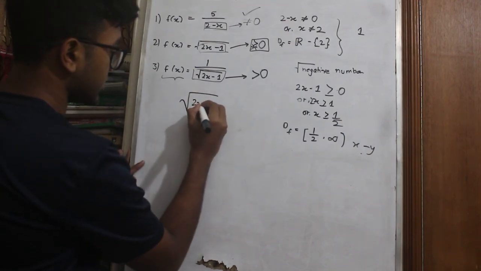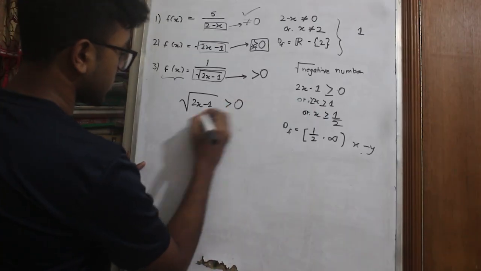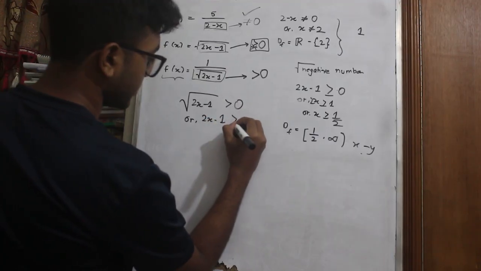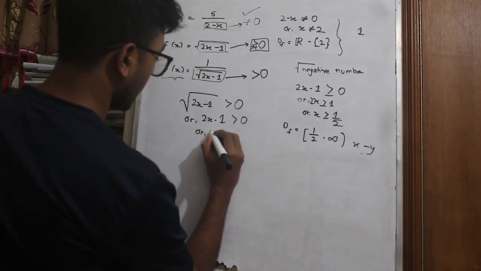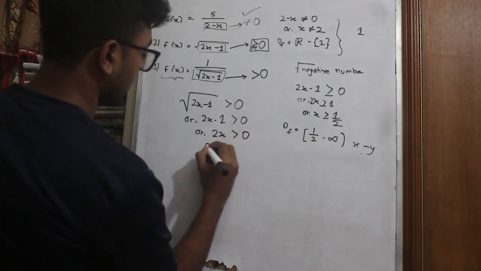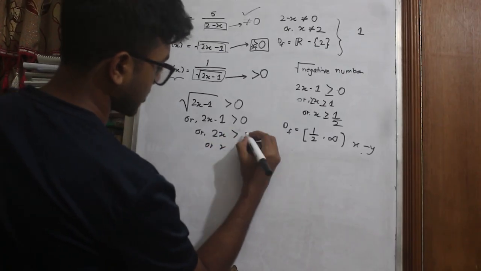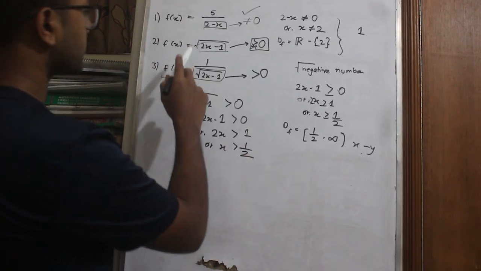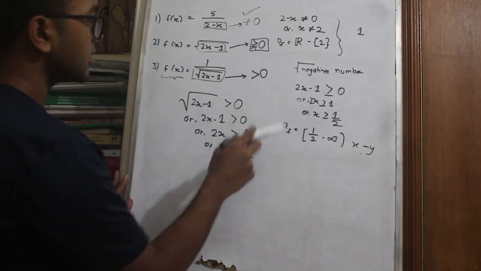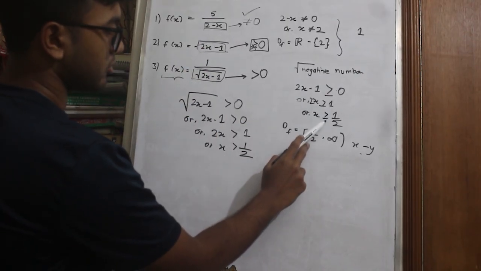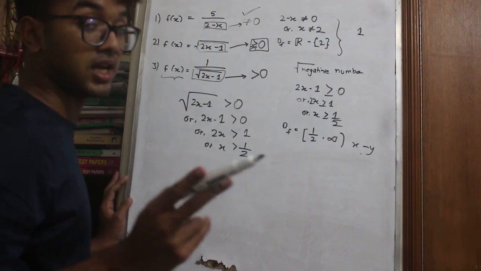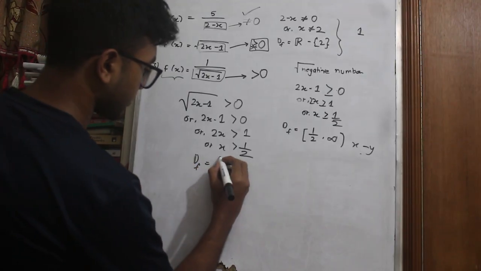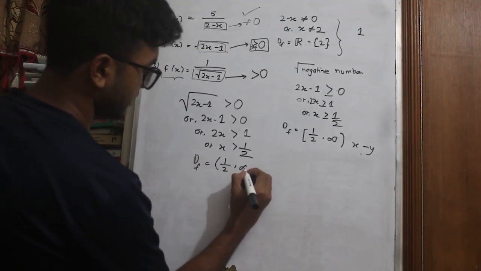Root over 2x minus 1 has to be greater than 0, or we just square each side. 2x minus 1 has to be greater than 0, or 2x has to be greater than 1, or x has to be greater than 1 by 2. As simple as that. What's the difference between this and this? It's that in this one it can be equal to 1 by 2, and in this one it cannot be equal to 1 by 2, it can only be greater. So the domain for this one is Df equals 1 by 2 to infinity.